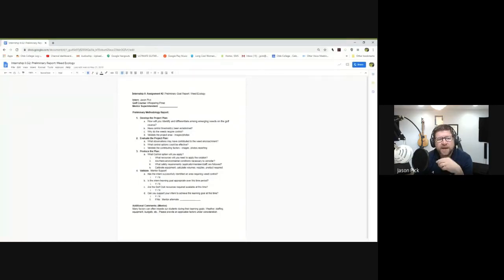How do you identify or differentiate among emergent weeds on the golf course, which is essentially asking you, how do you identify it? It's easy for you to go and say, oh, that's clover. Oh, that's plantain. But I need you to be absolutely sure. Challenge yourself a little bit. Everybody can pick clover out and everybody can pick dandelion out, but maybe you've got something else on there that would challenge you a little bit.